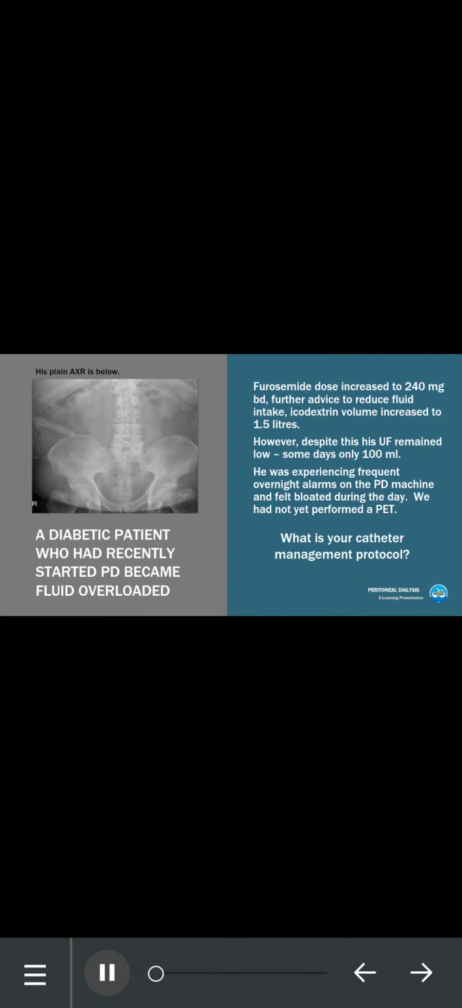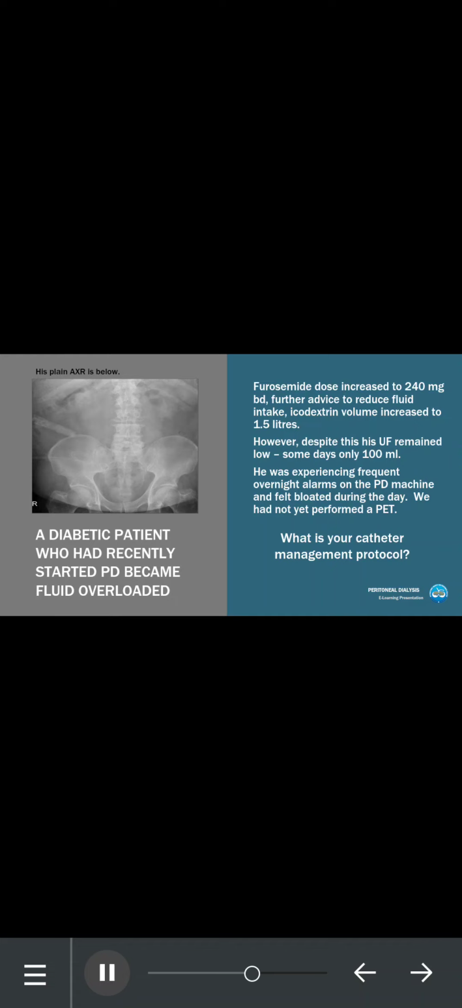A diabetic patient who recently started peritoneal dialysis became fluid overloaded. We did various things, including increasing furosemide, reducing fluid intake, and increasing the volume of the icodextrin, but he remained with ultrafiltration difficulties, with low ultrafiltration of about 100 mls. He was also experiencing frequent alarms overnight. So what did we do? What would your protocol be?